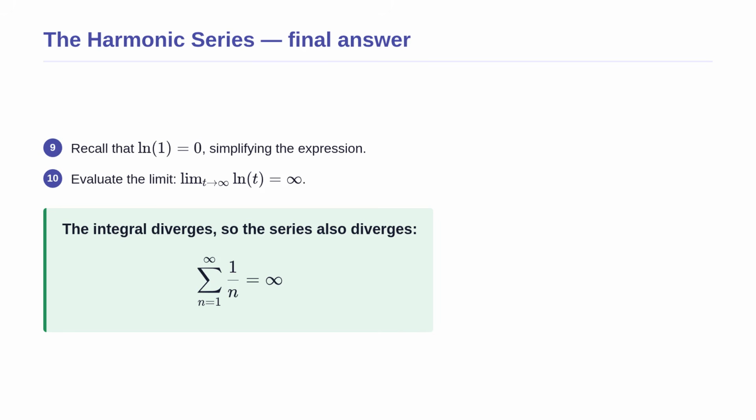We know from basic algebra that the natural logarithm of 1 is exactly 0, which simplifies our expression. As t increases without bound, the natural logarithm of t also grows infinitely large, even if it does so at a very slow pace. Because the integral evaluates to infinity, the area under our curve is infinite. Therefore, by the integral test, the harmonic series also diverges. The sum of its terms will eventually exceed any finite number you can possibly imagine.